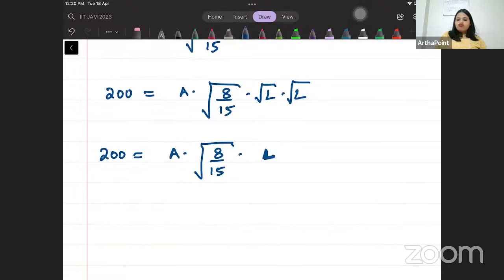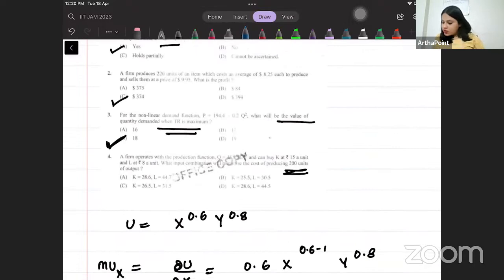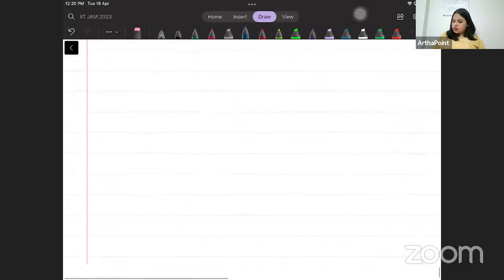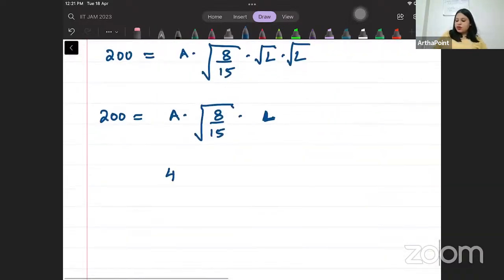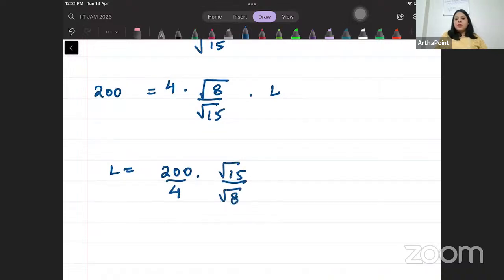Now, I don't know the value of A. If I would have known that, I would have calculated it. Now, is this A or is this something else? Hey, this is not A, this is 4. Let's take this as 4. Okay. So 4 is equal to 200 into root 8 by root 15 into L. So L would be 200 by 4 into root 15 by root 8. This is what is going to happen in this case, okay?